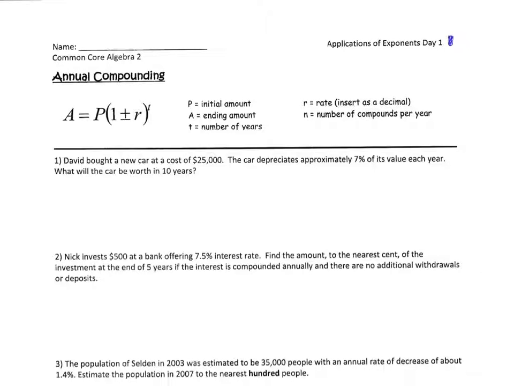Hi everyone, in today's lesson we're going to talk about how to apply exponentials to word problems. So this first formula that you see here is what we call an annual compounding formula, or in other words, this is for exponential growth and decay. This formula is used when I'm exponentially growing something or exponentially decreasing something.